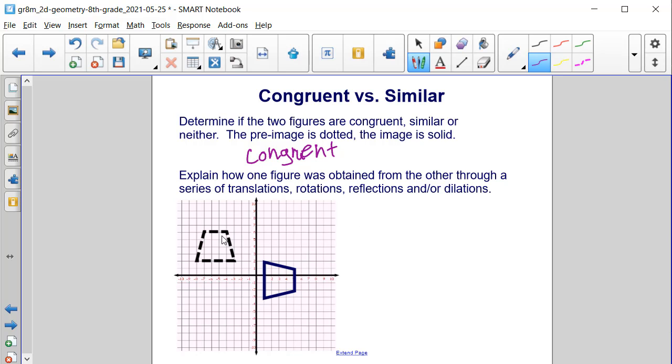And now we have to explain how we got from this dotted figure to the solid figure. Well, because it's going from having the base as the bottom, or the longest base at the bottom, to the longest base over here being to the left, I know it's going to rotate 90 degrees.